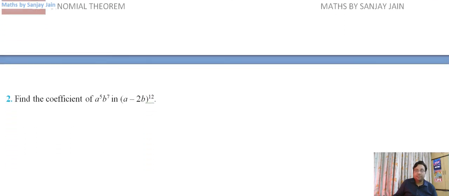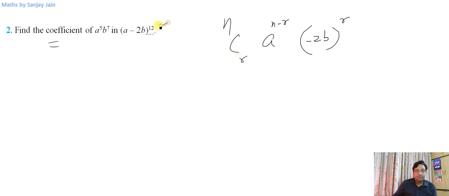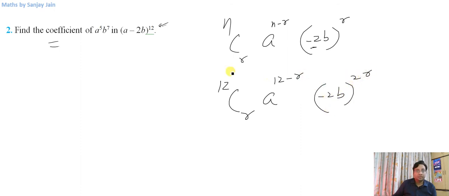Some of the questions I'll do directly, or let me write the general term first. nCr, x raised, what is x in this? Let us write directly. a raised to power n minus r, minus 2b raised to power r. Okay, so n is 12. So let us write 12Cr a raised to power 12 minus r, and this is minus 2b raised to power r. And we require a raised to power 5, b raised to power 7.